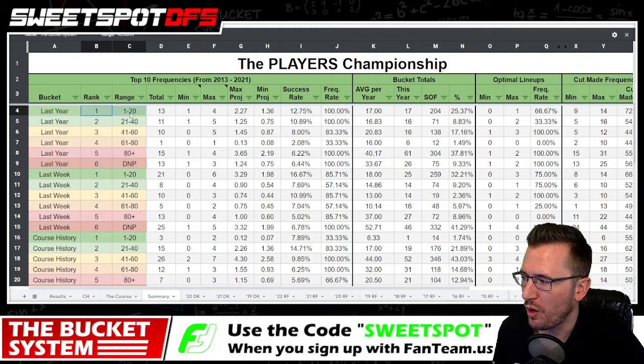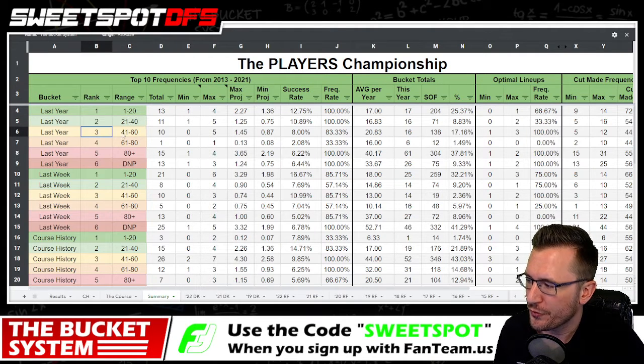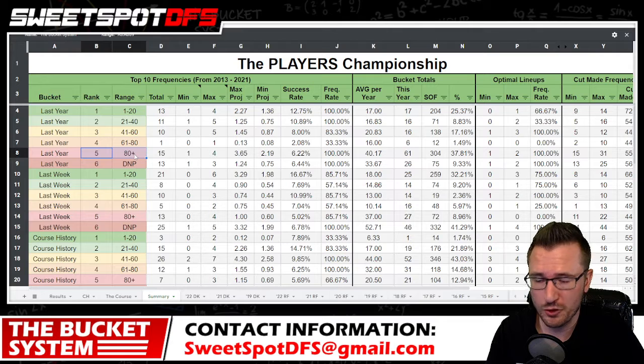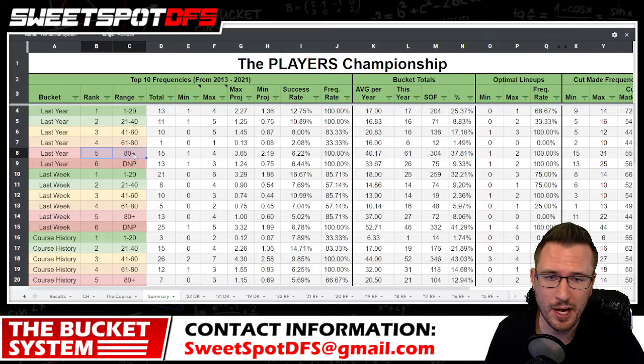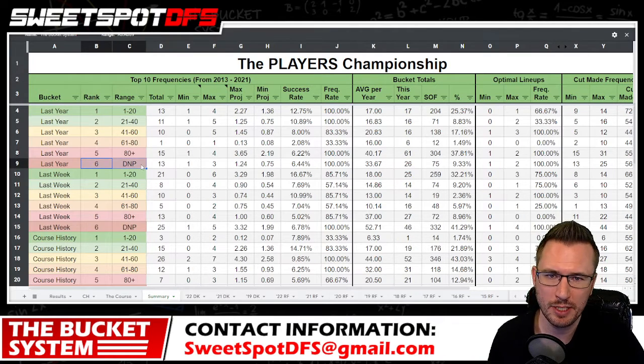Bucket 1 will always be that 1 to 20 range. 2 will be that 20 to 40. 3 will be 40 to 60. 4 will be 60 to 80. 5 will be 80 plus. 80 plus just means the golfer started the event and did not finish all 4 rounds. They could have withdrawn at any moment during the event, could have missed the cut, and they could have disqualified themselves somehow. They would all fall under that bucket. And then bucket 6 are did not plays.